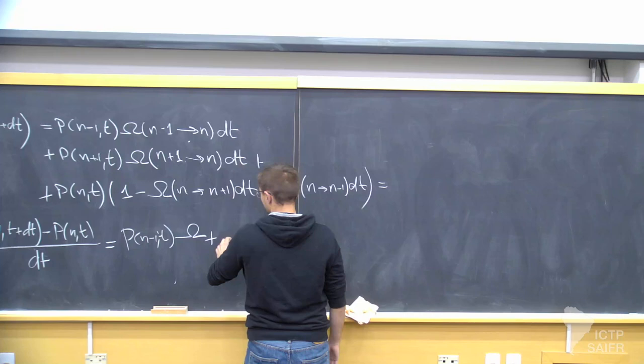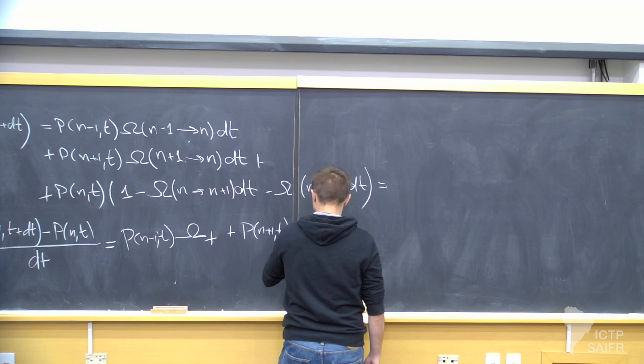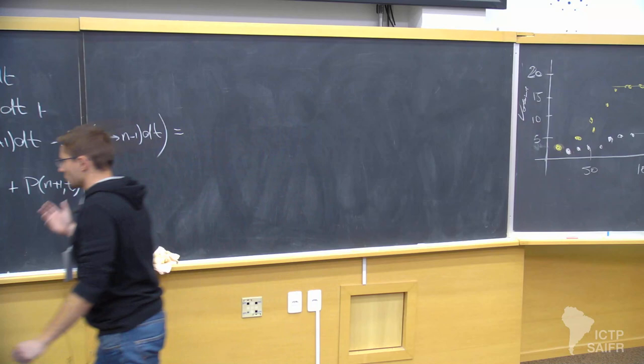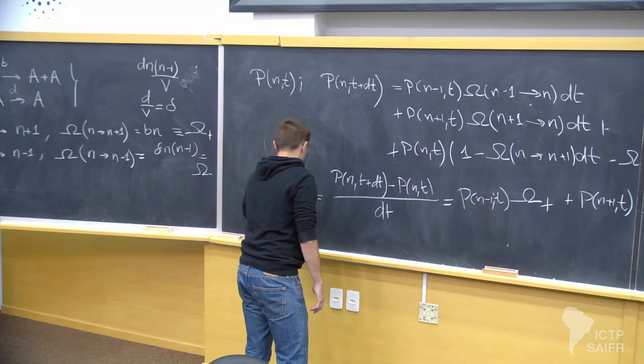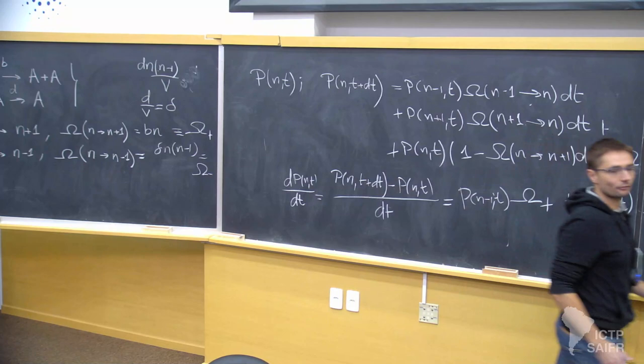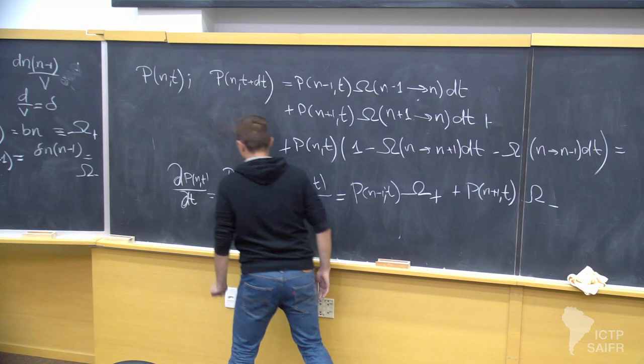Plus the probability of having n plus one cells down omega minus. Okay, so we have now, and of course because dt is very small, this is the derivative of p_n(t) over t. So what we have now is a differential equation for the probability distribution of the population size.